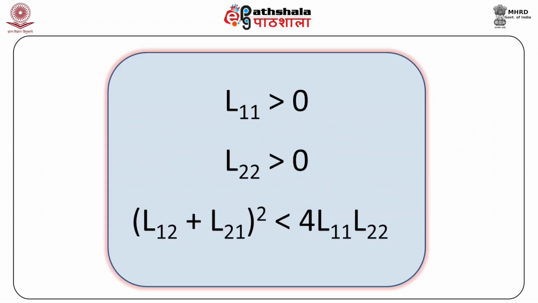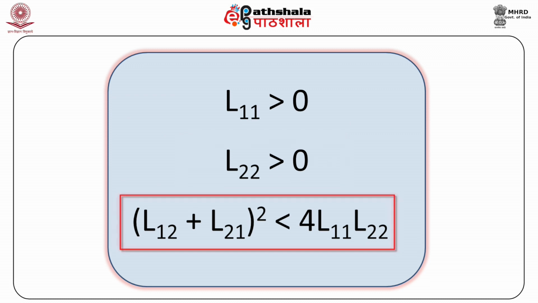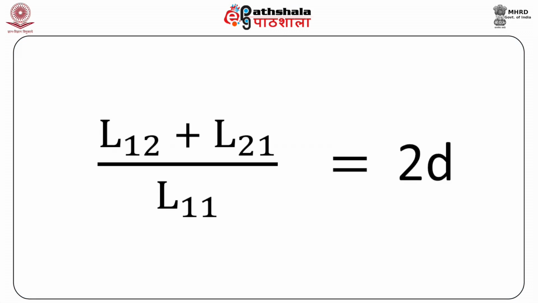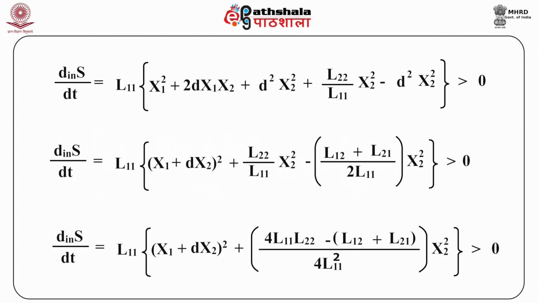Further, the inequality condition is also satisfied if L11 is greater than 0, L22 is greater than 0, and the square of the sum of L12 and L21 is less than 4 times L11 into L22. The right hand side of the equation may be written as follows. Now substituting (L12 + L21)/L11 as 2d, and adding and subtracting the term d² x2² in the equation, we have the following equation.